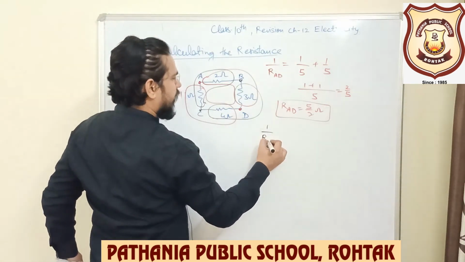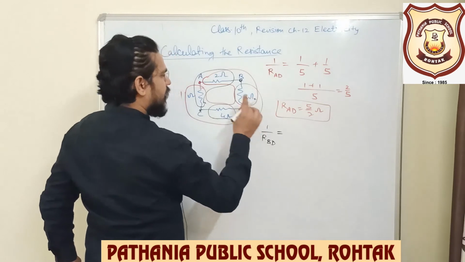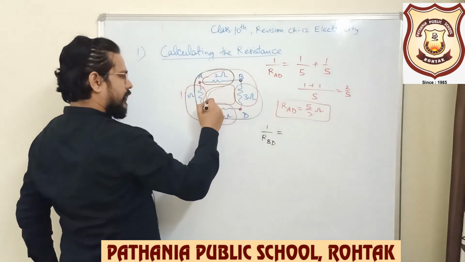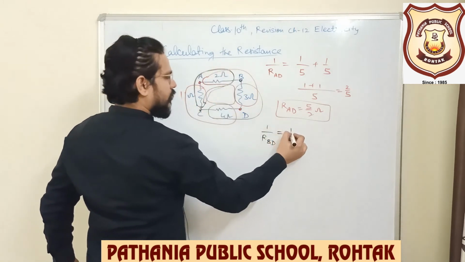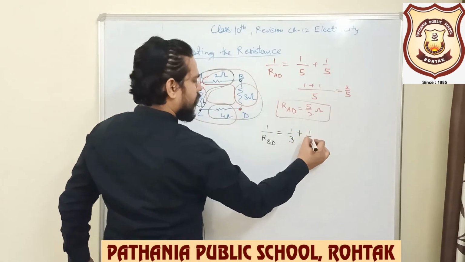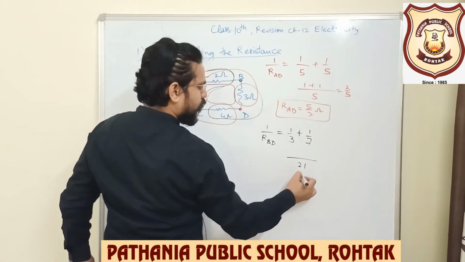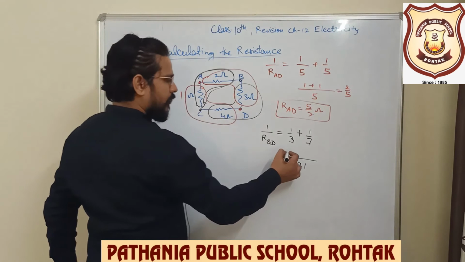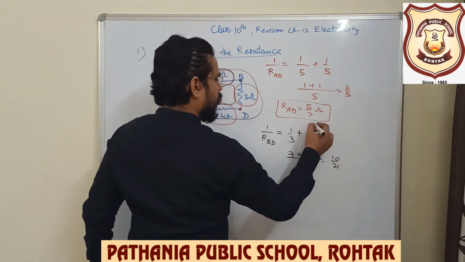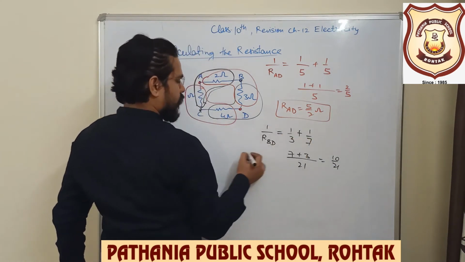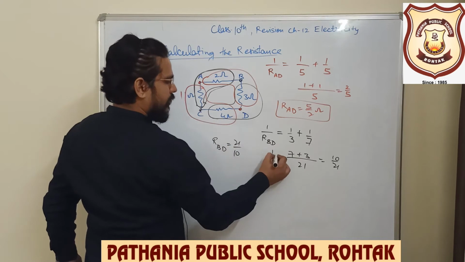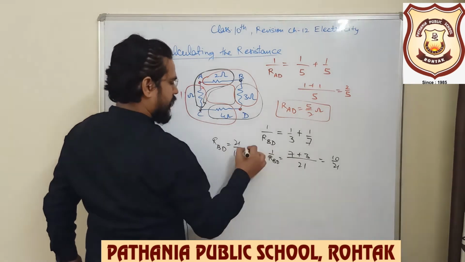So similarly you can write 1 by RBD is equal to, for BD I am considering my black and circle resistances, 1 plus 2 is equal to 3, plus 3 plus 4 is equal to 7, taking LCM 21, 3 7s 21, 7 3s 21, 10 by 21. So RBD value is going to be 21 by 10 ohm, because this is 1 by RBD.